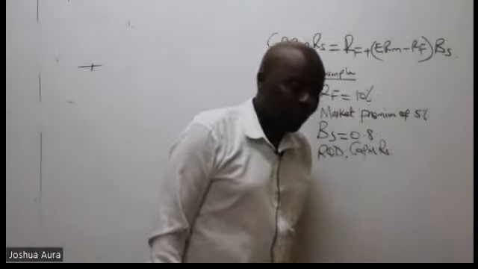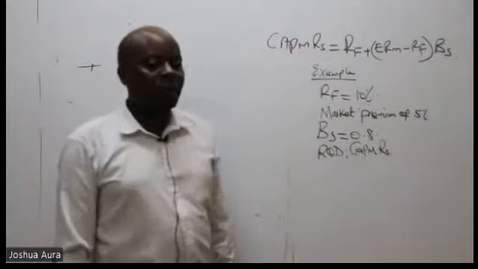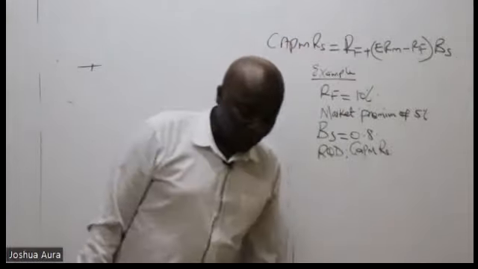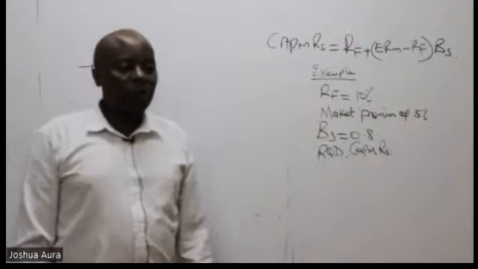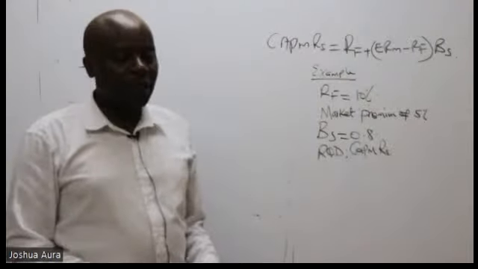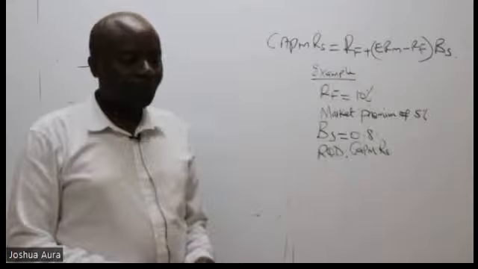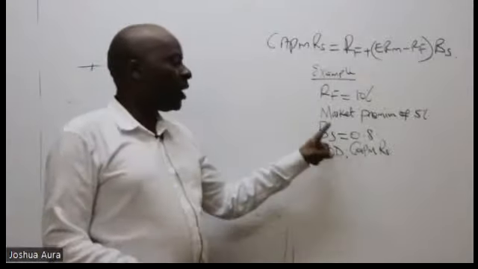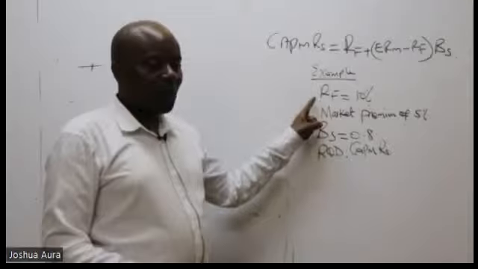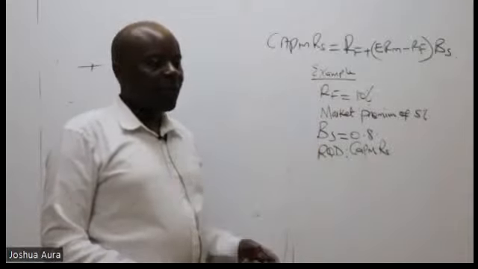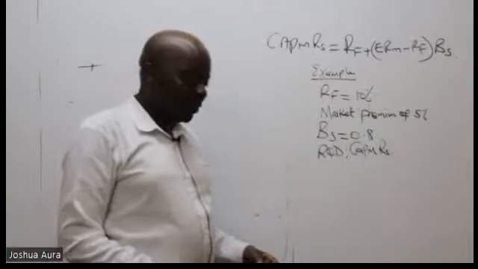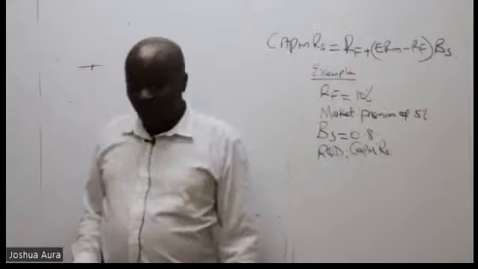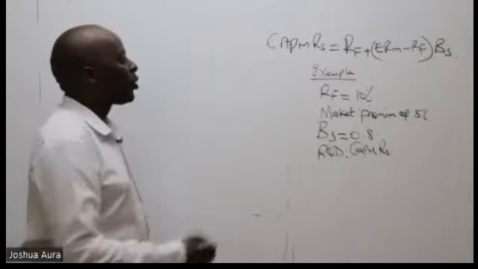I'm so sure there is somebody here who will not be able to get this simple illustration. Remember, this is beta of the security. This is the risk-free rate of return. So, solution.